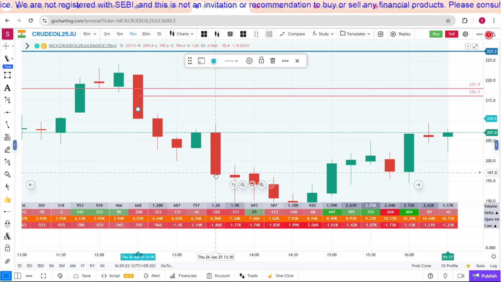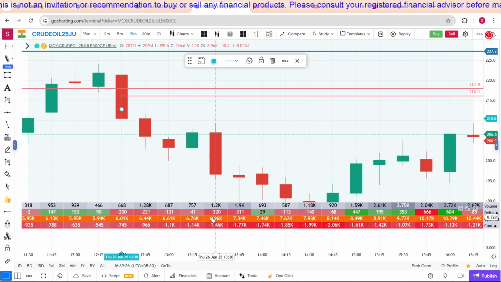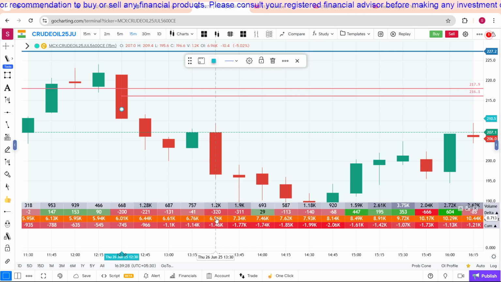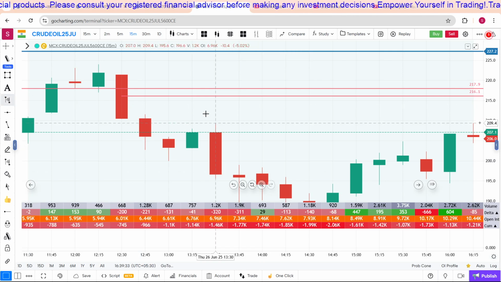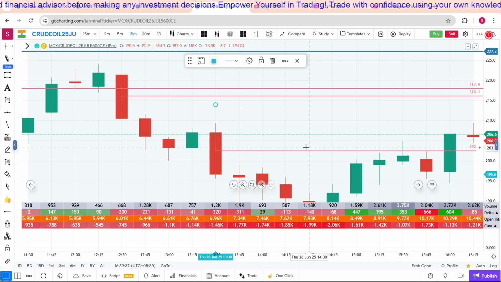And this is a very good candle having 1200 volume. And fresh open interest also increased. Shorting has happened over here. So it's a very important candle. Okay, the resistance is here.